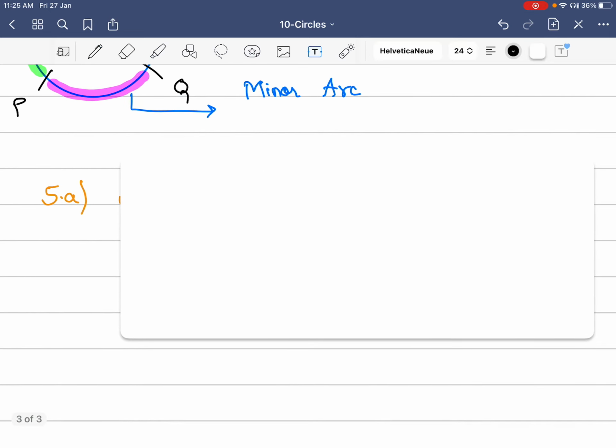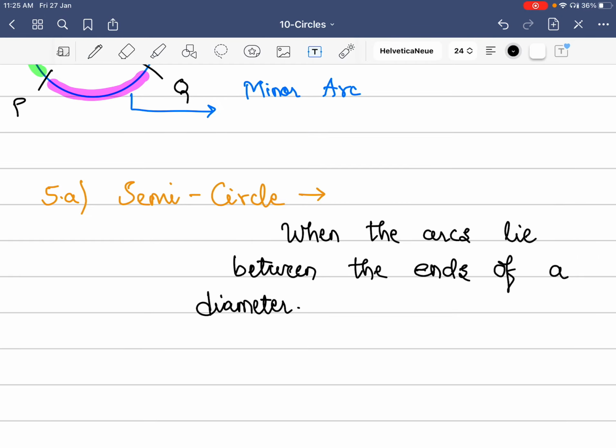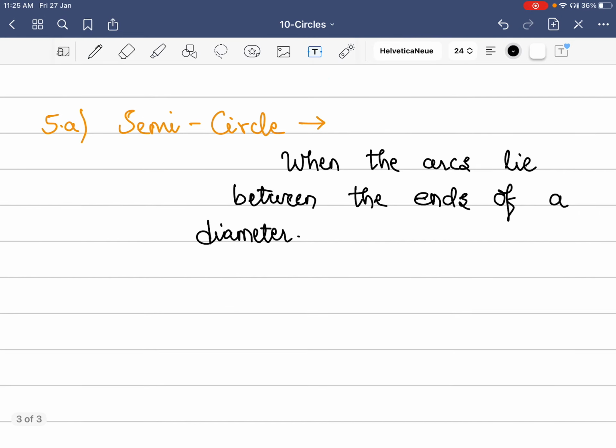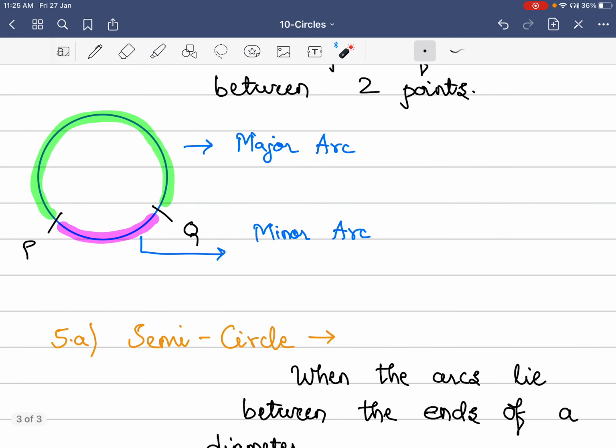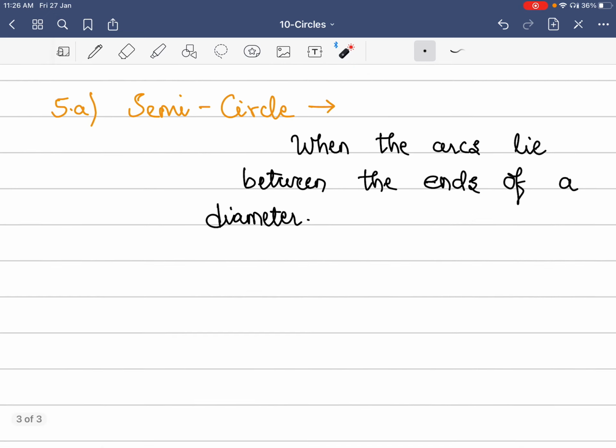Now let's see what is the next point that we have to discuss. Semicircle. Yes. Now, when the arcs lie between the ends of a diameter. Okay. Now let's extend the discussion about this circle. P and Q are any two random points on the circle, and we saw that it splits the circle into a major arc and a minor arc. Now imagine this P and Q as the end points of a diameter. So what I'm going to do here is draw another circle and visualize the concept. So this is the circle.